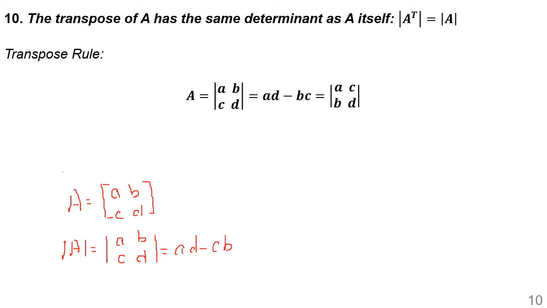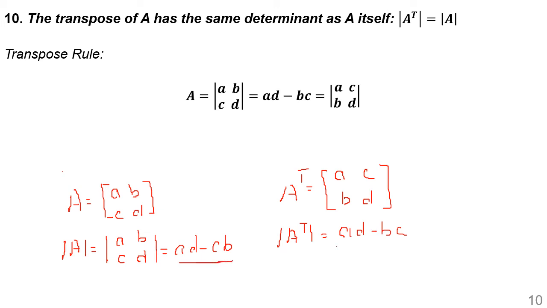Now let me take the transpose of A. A transpose is defined as A, C, B, D. And if you take the determinant of A transpose, we get this as AD minus BC. So we can say that these two values are same. So it is as good as writing this as determinant of A transpose is determinant of A.